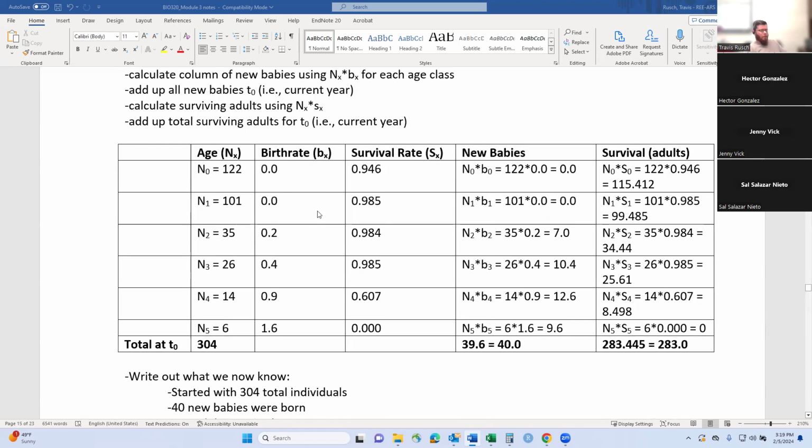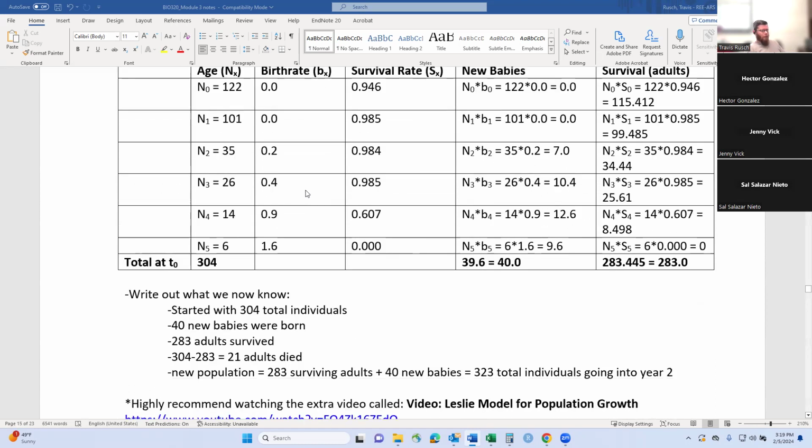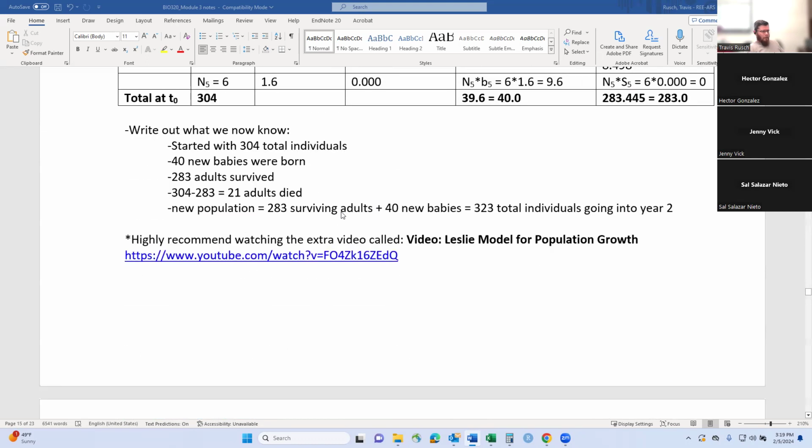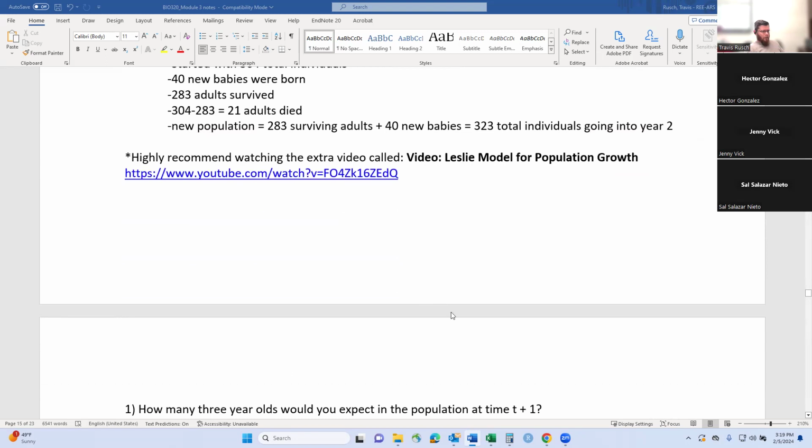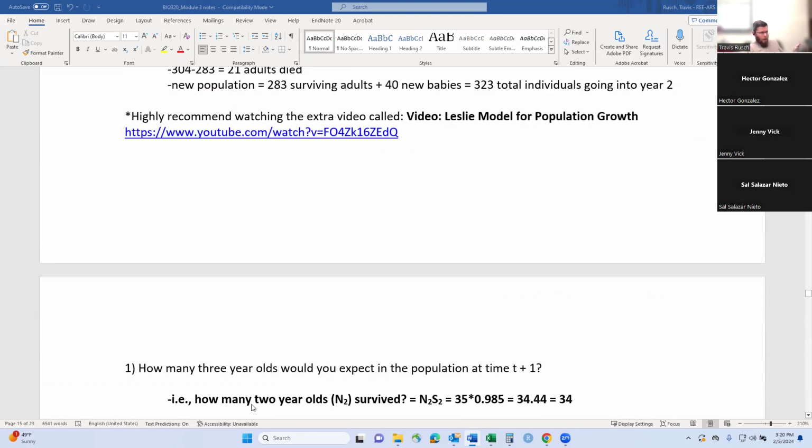Okay, now let's go back to the activity. So now we have all of our information. We can go back and answer the individual questions. Now it's asking us for number 1, how many 3-year-olds would you expect in the population at time t? So how could we reword this? You would say how many 2-year-olds survive to age 3? Exactly. So how many 2-year-olds from the original population survived?